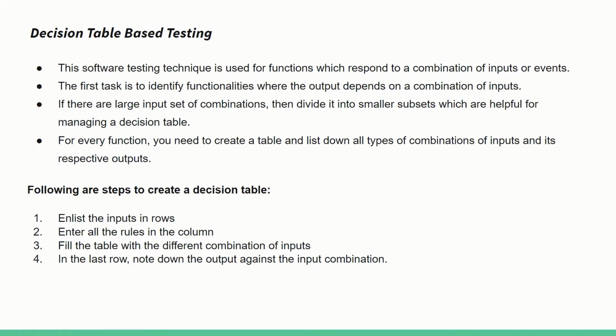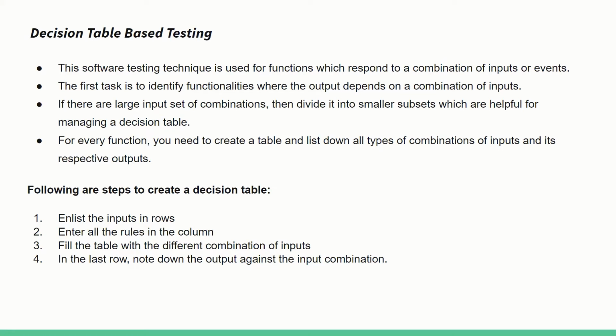The other technique is decision table based testing. This software testing technique is used for functions which respond to a combination of inputs or events. The first task is to identify all the functionalities where the output depends on the combination of inputs. If there are a large number of combinations, we can take separate decision tables for each.